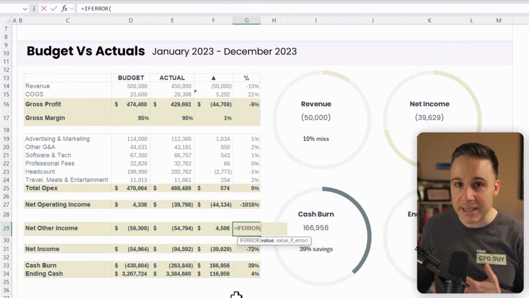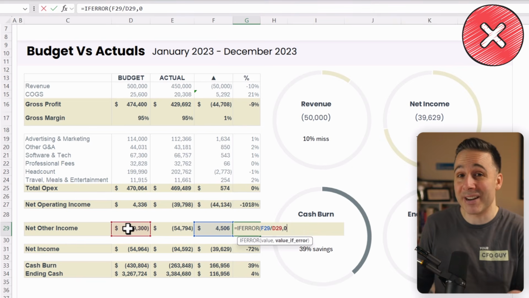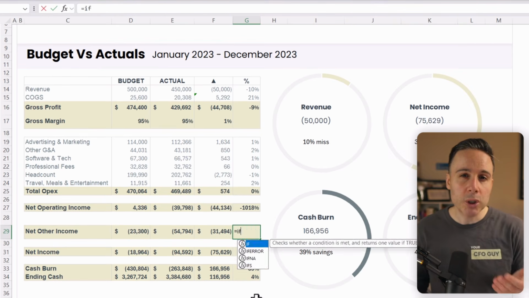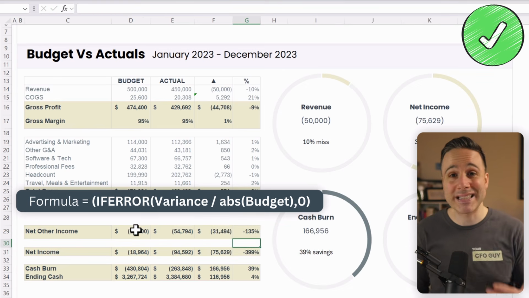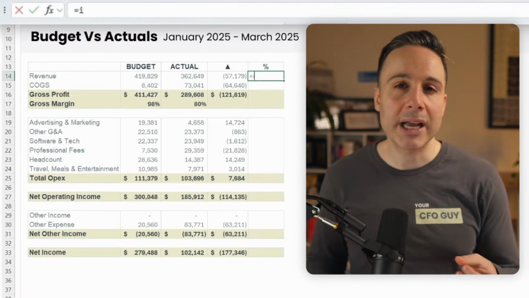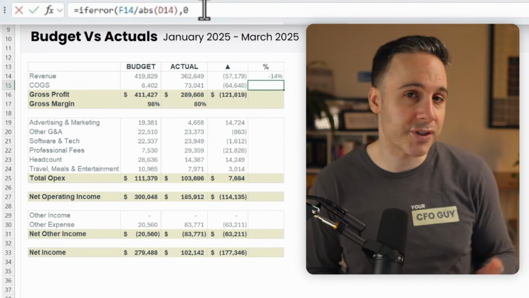But that's not enough. See, my budget may be a negative number, which means that if my variance is positive and I divide it by a negative, well, that may then cause a negative variance, which violates our rule. So I'll always divide by the absolute value of my budget. And then similarly, when I divide these two together, if my budget was 0, I'll get a scary divide by 0 error. So instead, I always wrap it around an IFERROR, which will return 0 if there's an error.